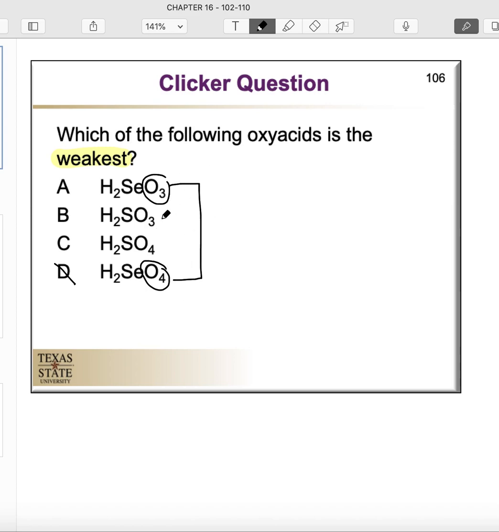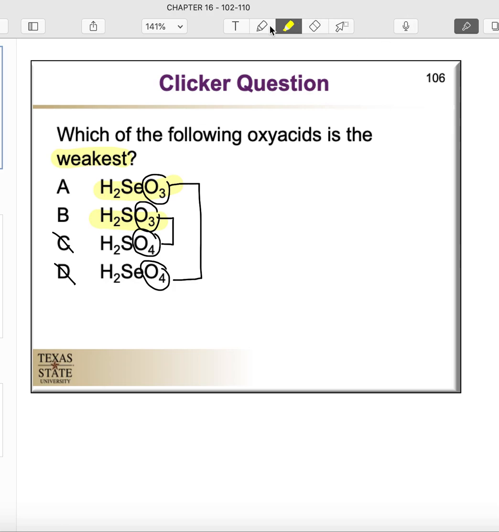I did then the same thing for these two acids. Between those two acids, they both have sulfur as the central atom, and so the difference is the number of oxygens. Out of those two, sulfuric acid is the stronger because it has more oxygens, so I can go ahead and rule that one out. Now I'm left with A and B, and if you notice, both of those have the same structure, meaning that they have the same number of hydrogens and they have the same number of oxygens.